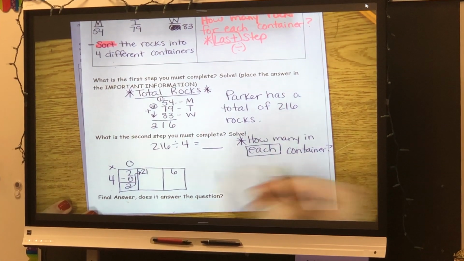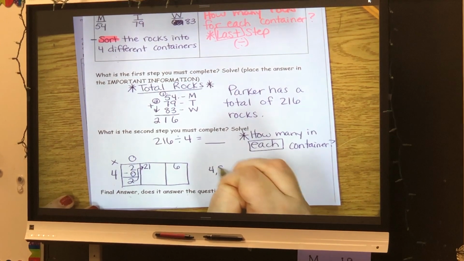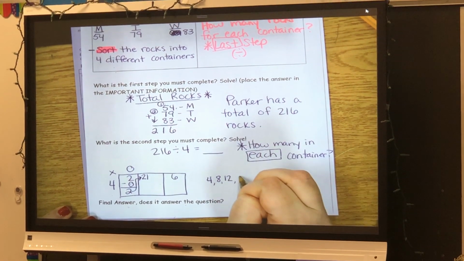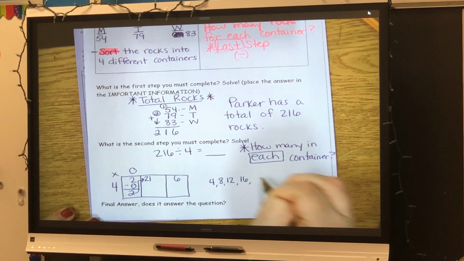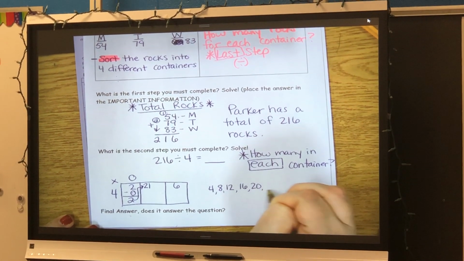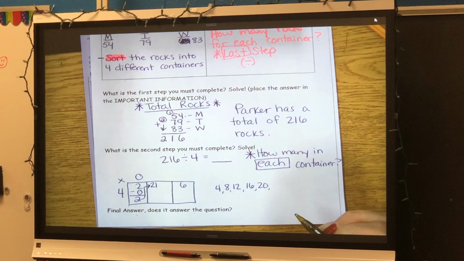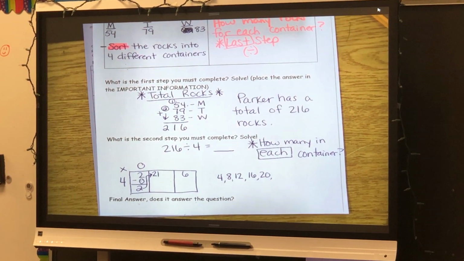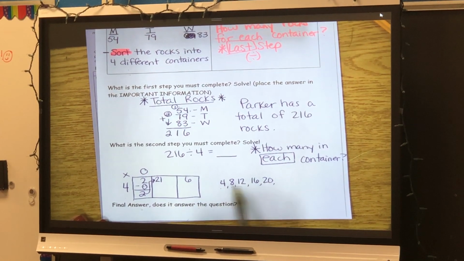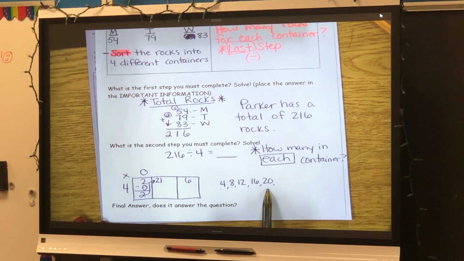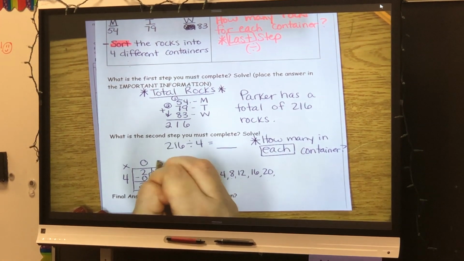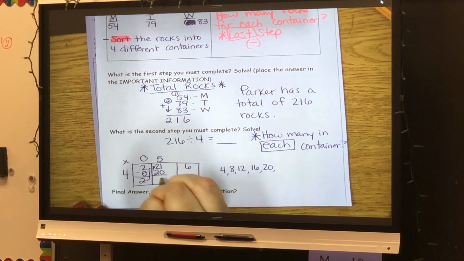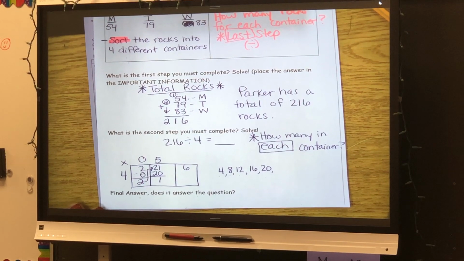Okay, that works. 4, 8, 12, 16, 20. Then we would go on to 24. Too much, because it wants 21. Right. So we can make 1, 2, 3, 4, 5. So you would put the 5 on the top and the 20 on the bottom. 5 groups of 4 make 20. And we have 1 left over.